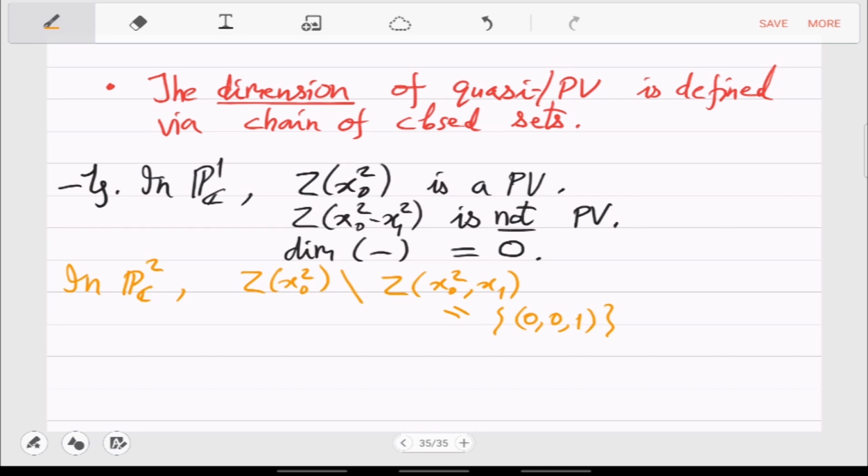Right, so from the first one we are subtracting the second, and this doesn't seem to be closed, but it's open. So this is a quasi projective variety. In fact, it's a curve. It's a projective curve, right? Because in 2 dimensions, you have set one constraint to 0. So the remaining dimension is only 1. So it's a quasi projective curve.